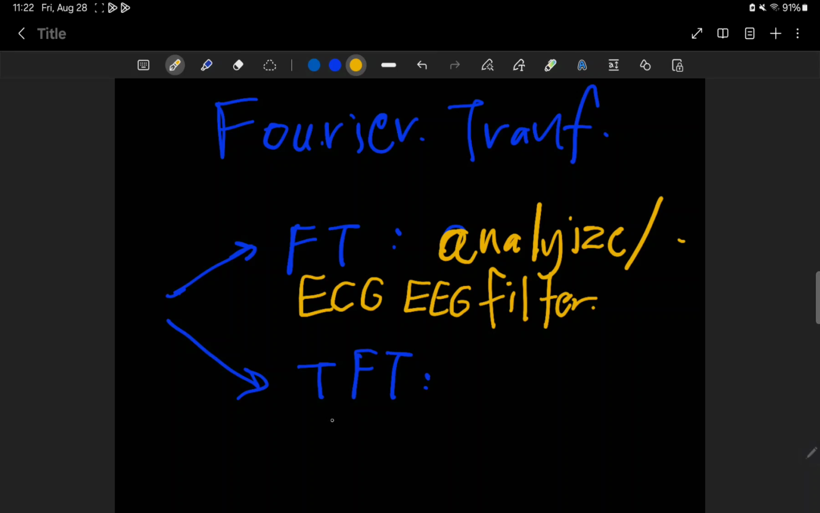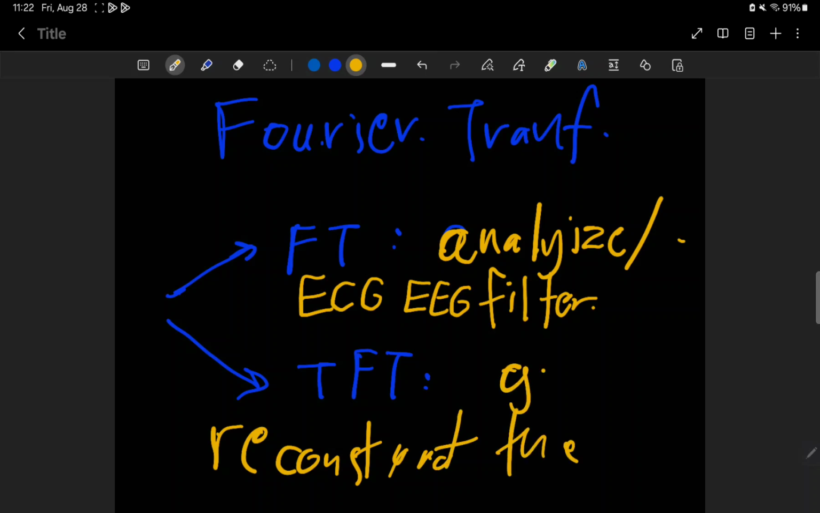And I have the inverse Fourier transformation. I use it when I want to reconstruct the original signal or image, like in MRI. So it is the reverse, reconstructing the original image or signal. So let's first go through a little introduction about the process itself.